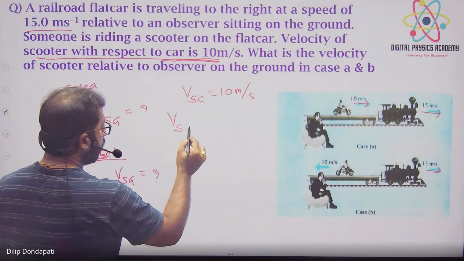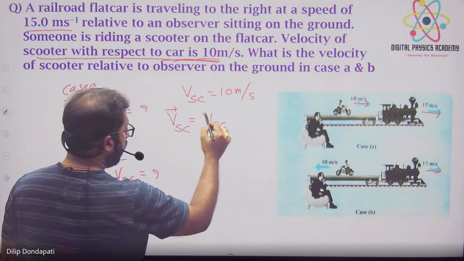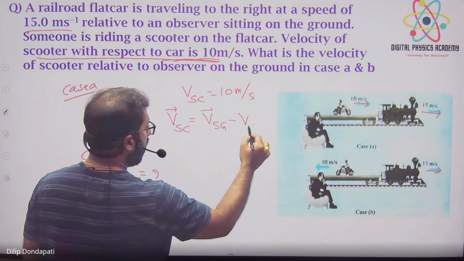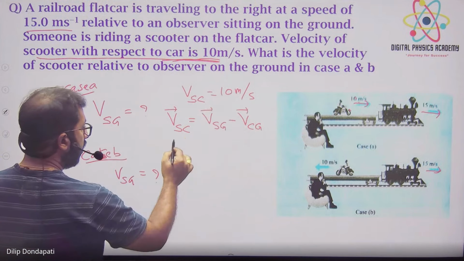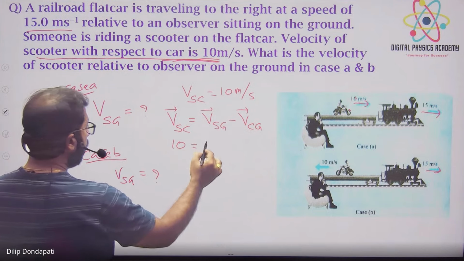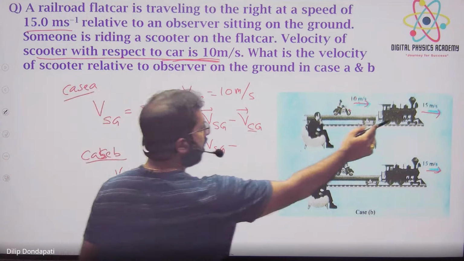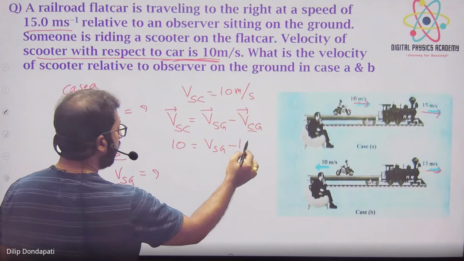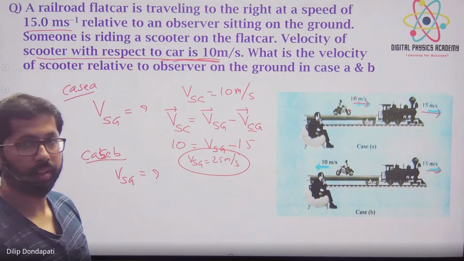So what will the formula be? What is the formula for the velocity of the scooter with respect to the car? Tell me. The velocity of the scooter with respect to the ground minus the velocity of the car with respect to the ground. Now the velocity of the scooter with respect to the car is 10, equal to this only. We have to find the velocity of the scooter with respect to the ground minus the velocity of the car with respect to the ground, which is 15. The car's velocity with respect to the ground is 15. So moving it across, we get 25. Now do the second one with the same method. So the second one is 5.